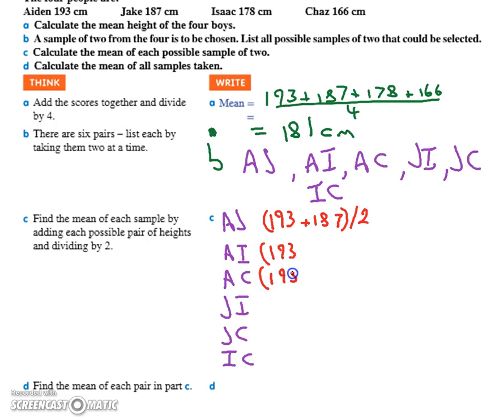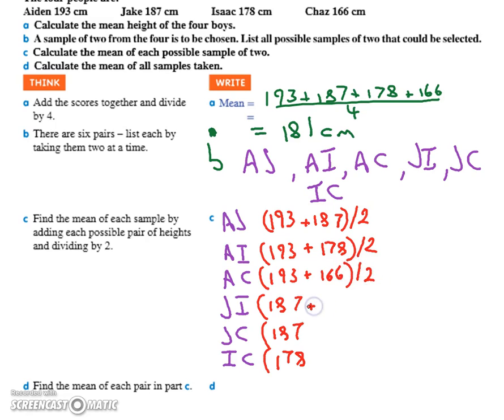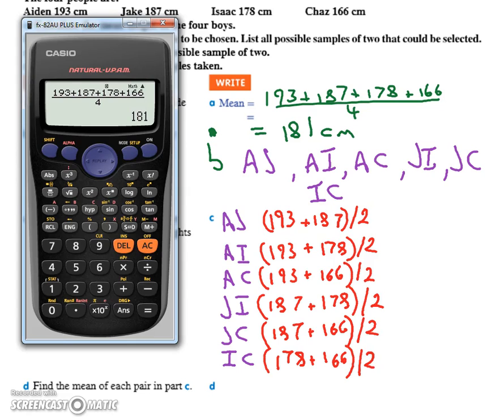193, 193, 187, 187, 178 plus 178 plus 166 plus 178 plus 166. So now you go through and solve them.